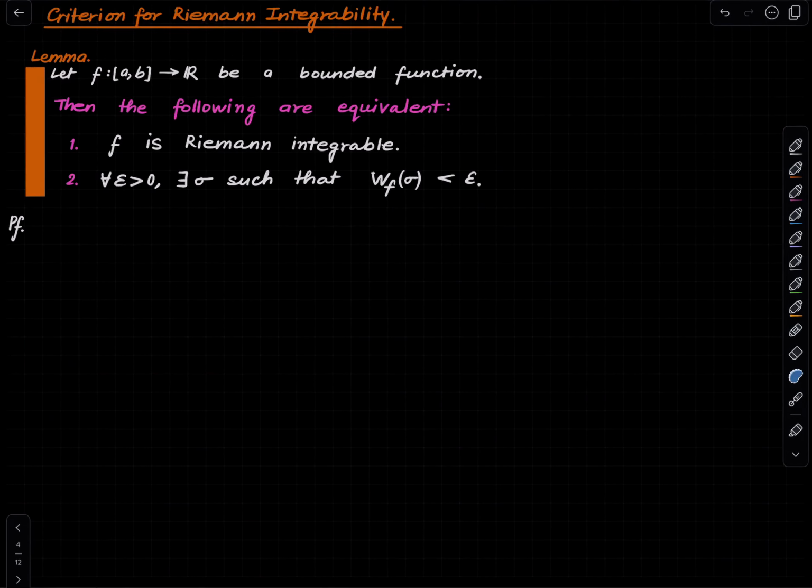Now for a simple criterion for Riemann integrability, fix a bounded function, then the two things are equivalent. First is that f is Riemann integrable, and second is that for each epsilon greater than 0, there is a subdivision of the domain for which the oscillation of f is less than epsilon. So you can achieve arbitrarily small oscillations is the point. I mean, that is the criterion.